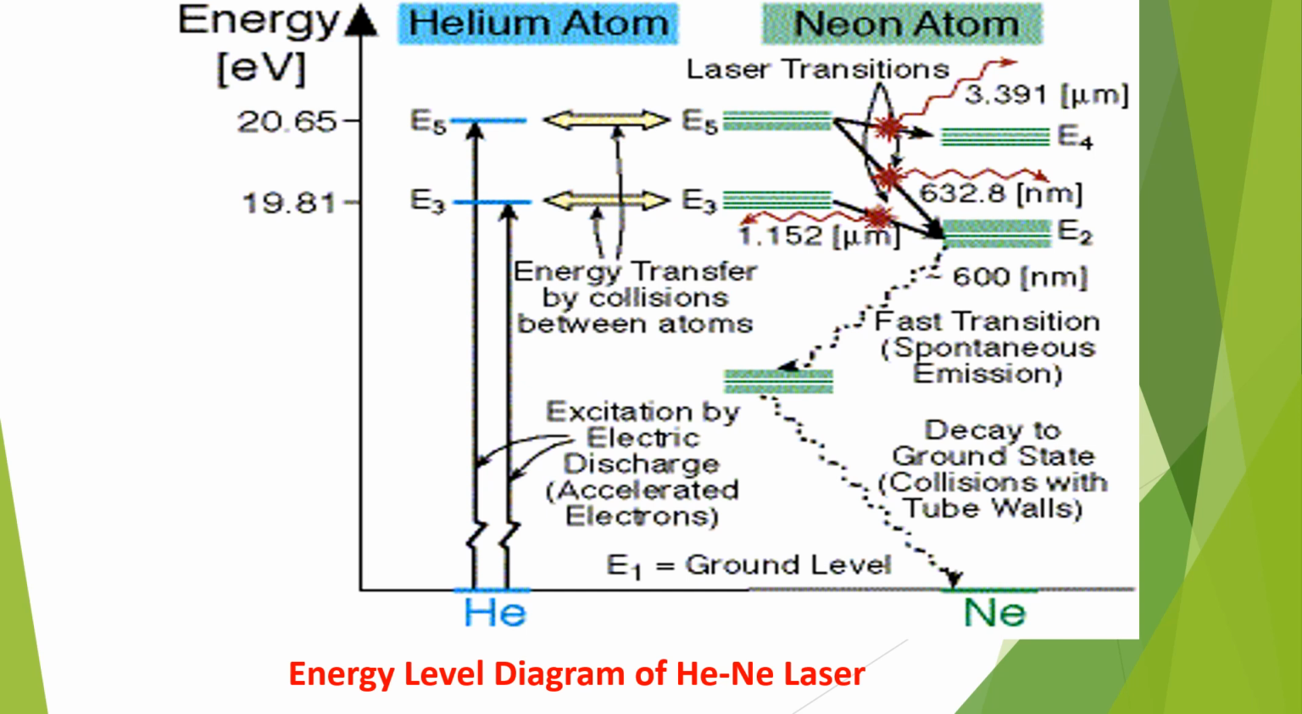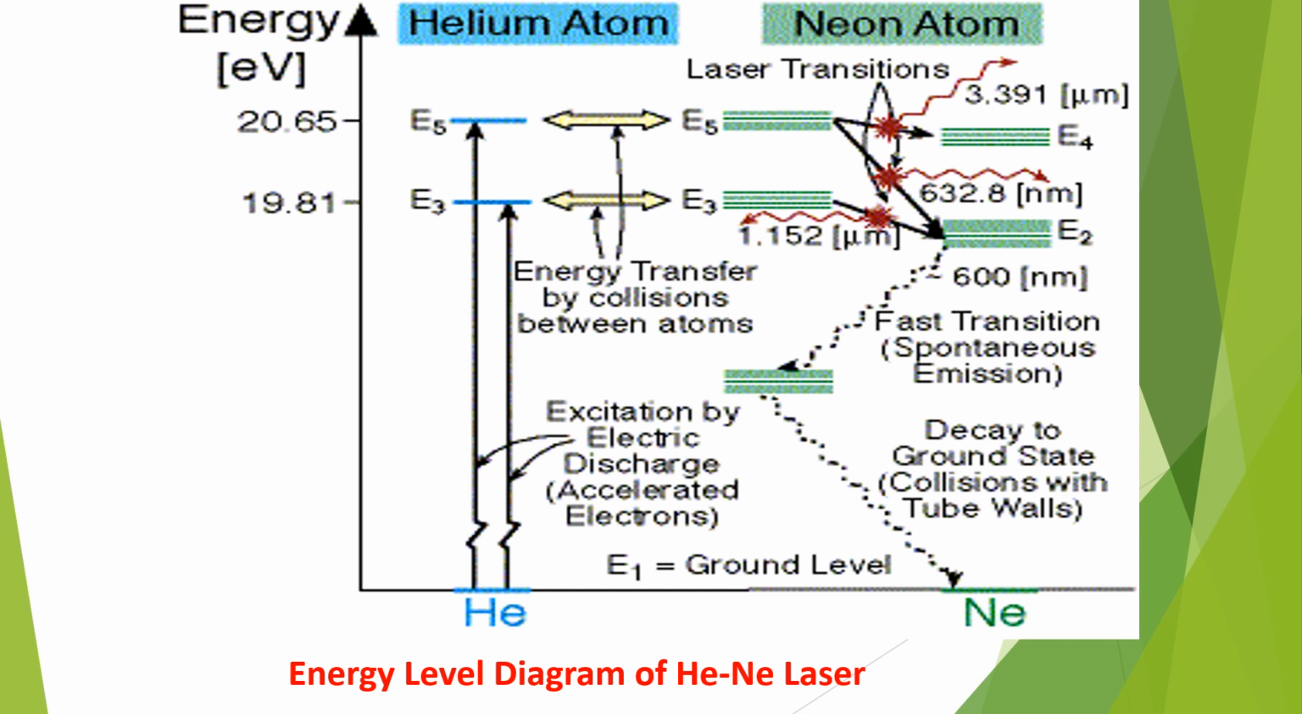Here we can see helium atom and neon atom. Both the ground and the excited states of the helium and neon are shown. E3 and E5 transfer energy to the neon by collision, E3 to E5, and three possible transitions are seen here. You can see E5 to E4, E5 to E2, and E3 to E1. So these are the transitions you can see from here.